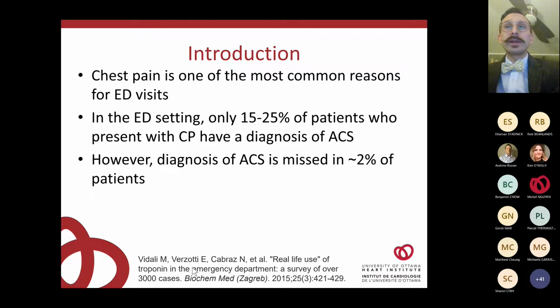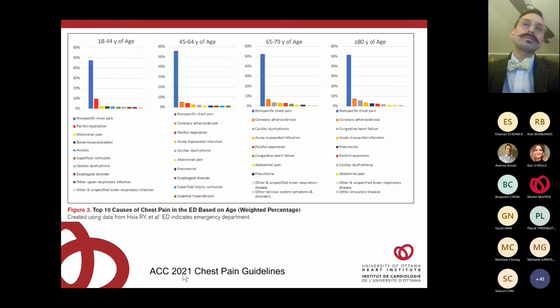As we all know from experience, chest pain itself is one of the most common reasons for emergency department visits. In the emergency department setting, despite the deluge of patients coming in with chest pain, only 15 to 25% of these have an underlying diagnosis of ACS. And additionally, the diagnosis of ACS is missed in about 2% of patients. Now, regardless of age demographic, the etiology of chest pain is overwhelmingly non-cardiac.